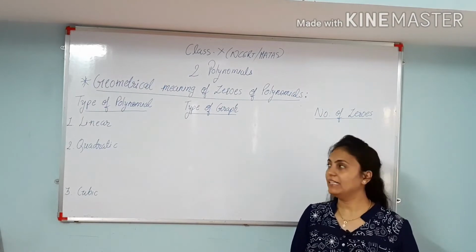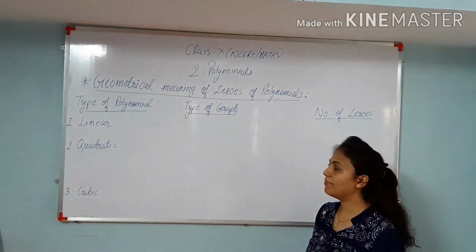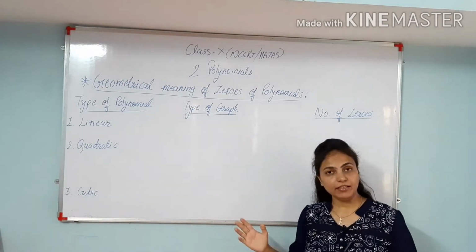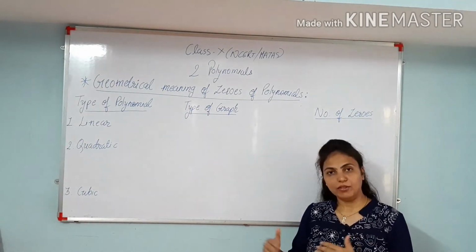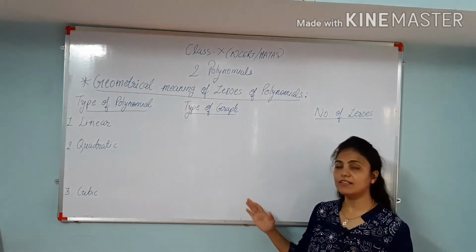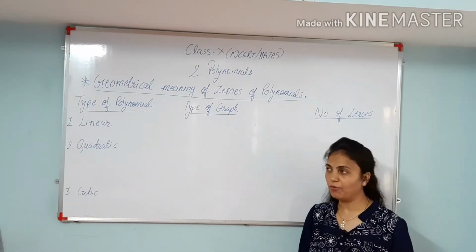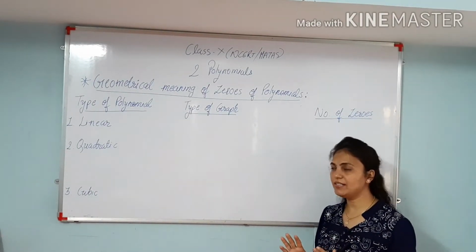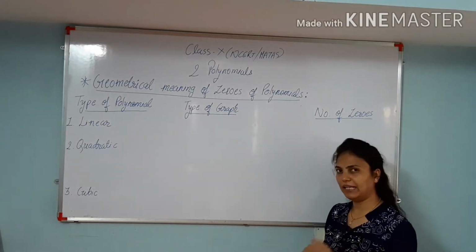Now the next topic that we are going to begin with is geometrical meaning of the zeros of polynomial. Here the real test starts. The topics we've just studied were just the revision of the previous classes. This is the new topic that we are going to study now. Now this is a very important topic, that's why to memorize it we have prepared a simple table.